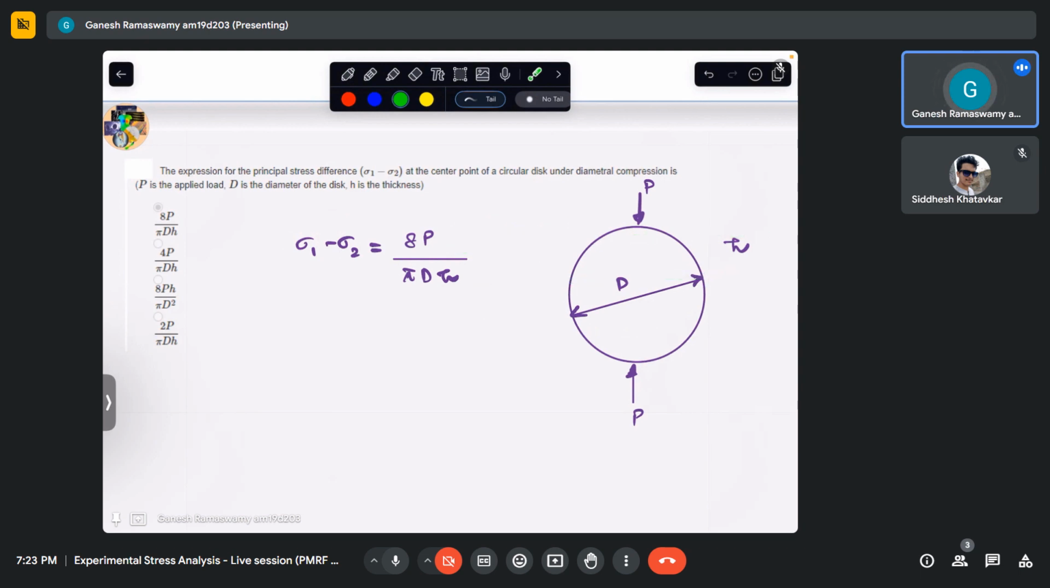For a disk under diametral compression, the origin is set at the center of the disk, and we have been asked what this is at the center point. So what do we have to substitute? We have to substitute x equal to 0, y equal to 0. It will water down to a simple expression such as this. This is from theory.